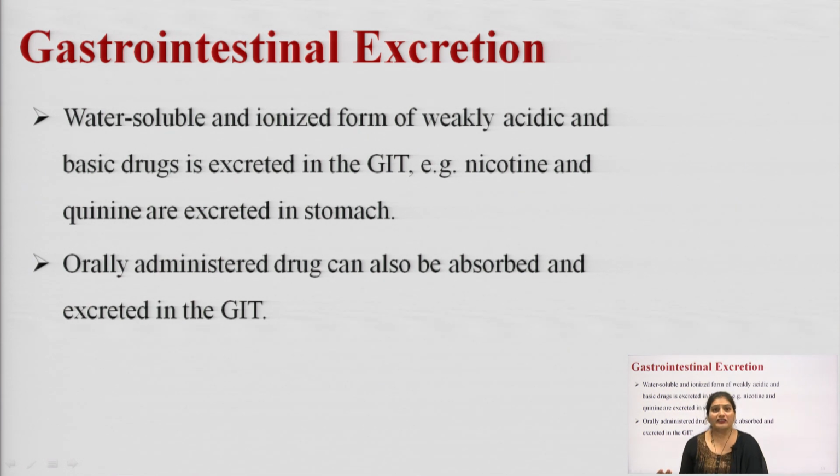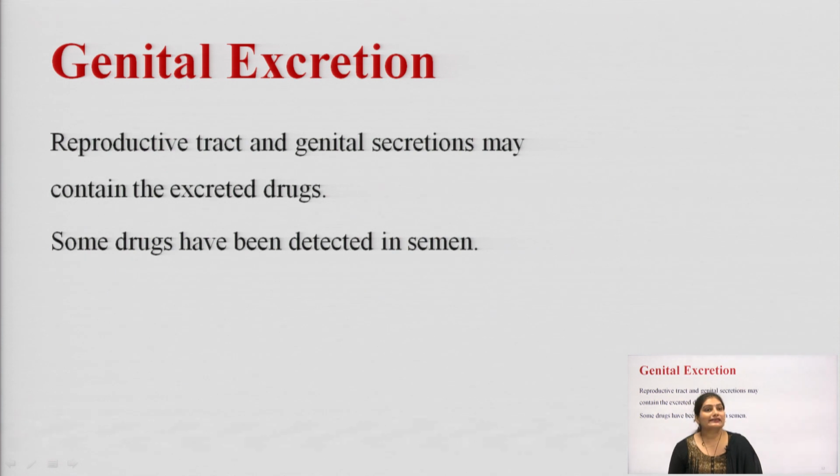The next type of excretion, or last type of excretion, is the genital excretion. Now, in the genital excretion, some reproductive tract and genital secretions may also contain the excreted drug. For example, some drugs have been detected in the semen. So, the drugs can also be excreted via the lacrimal fluids also.